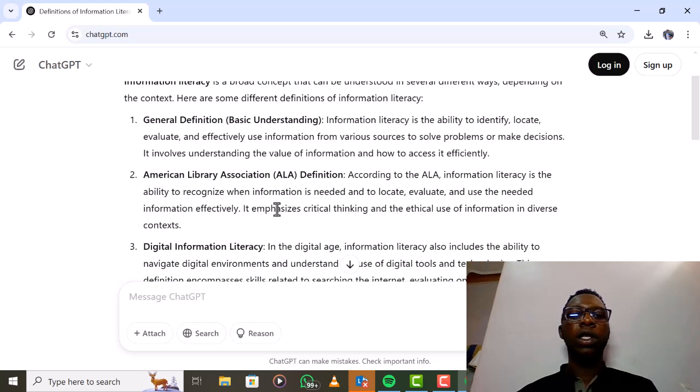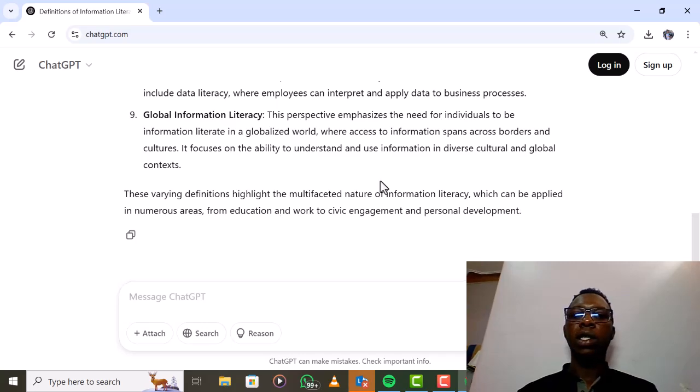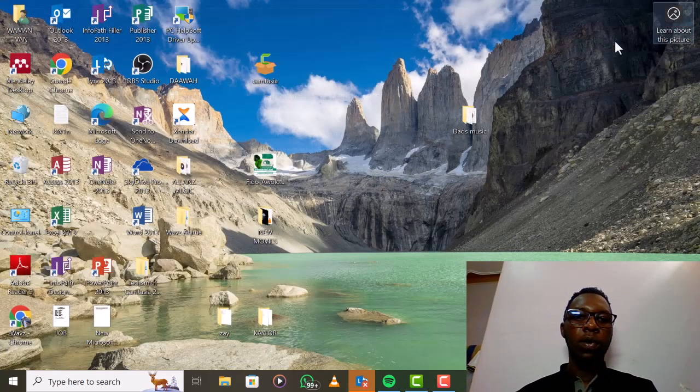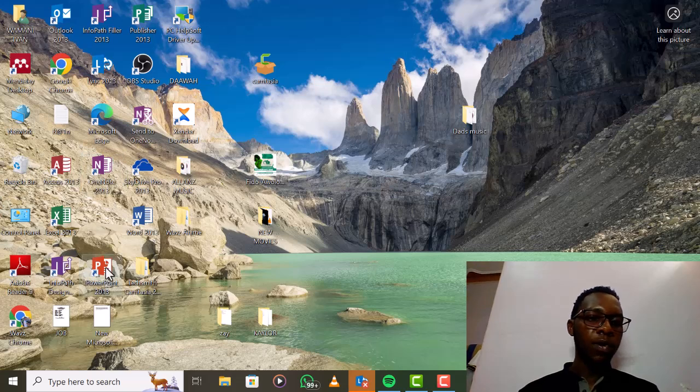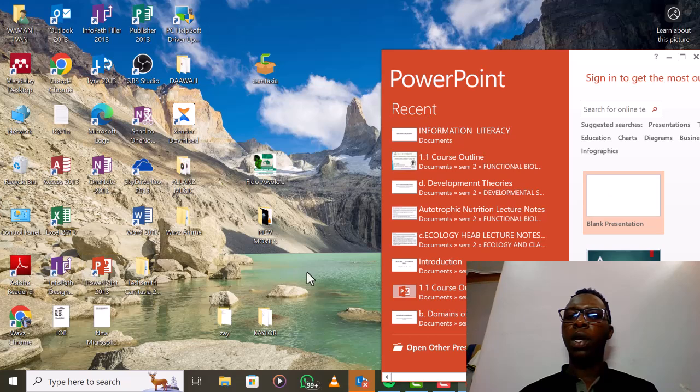So there are different definitions of information literacy. So that is for the definition of information literacy. Then we shall also look at the importances of information literacy. Some of the importances of information literacy is that it helps you to make a decision.